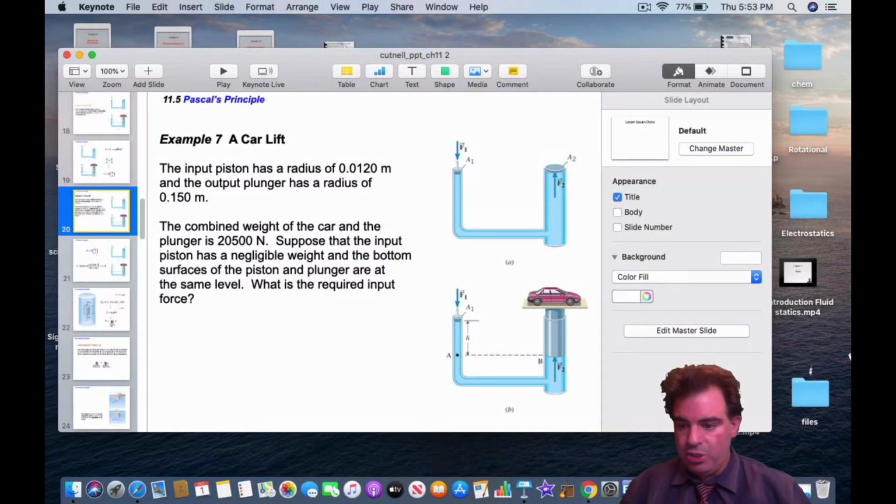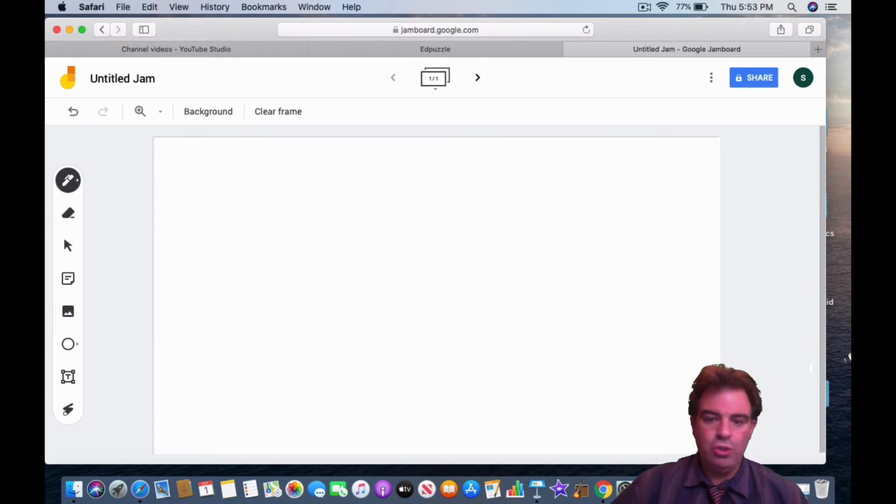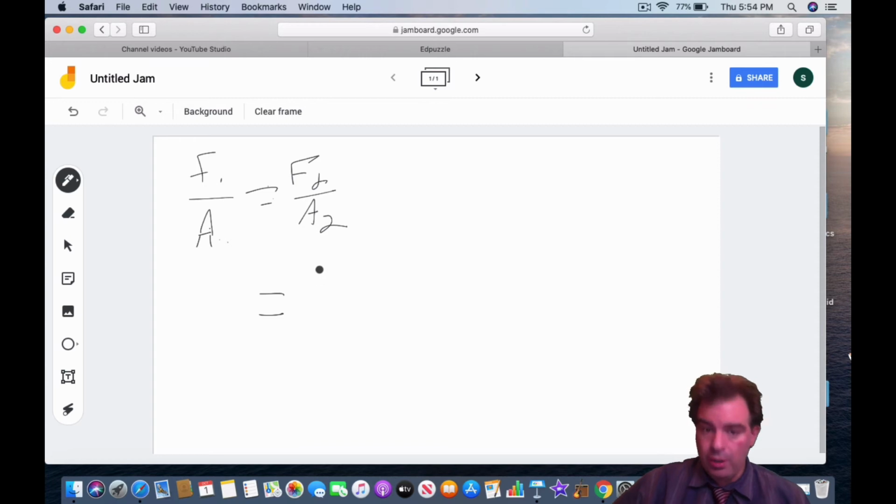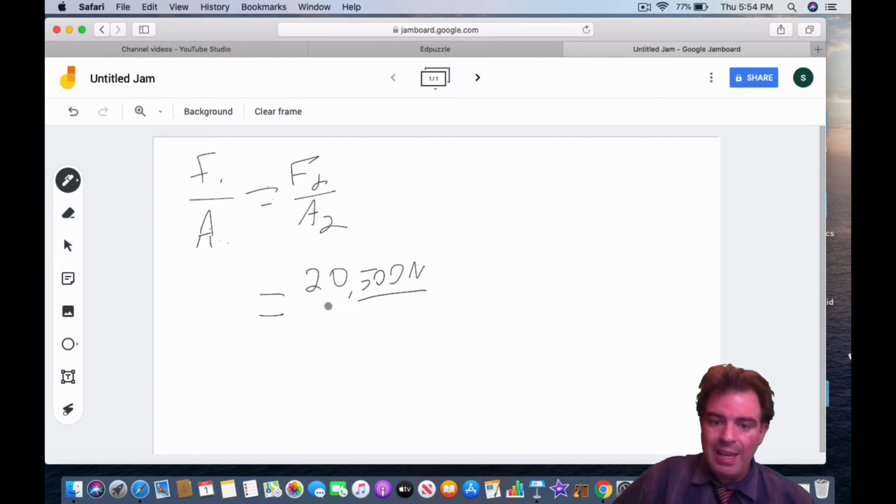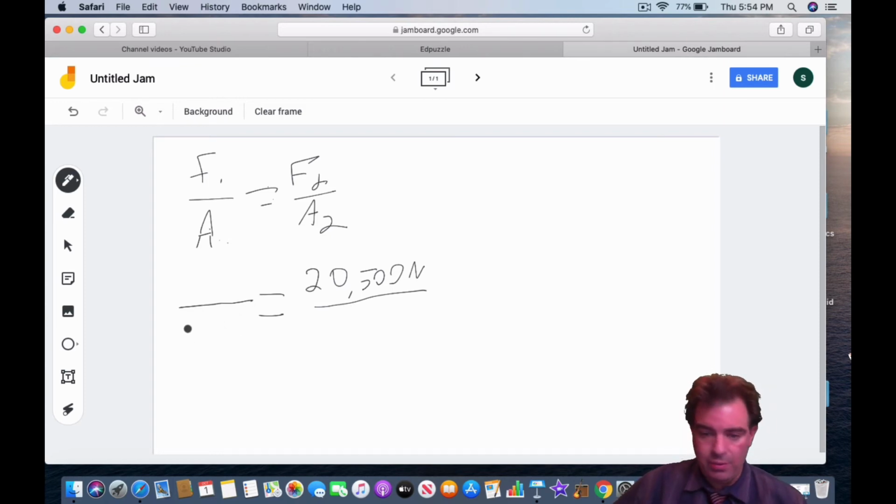So let's go to our trusty Jamboard and let's see. So we just said that, by Pascal's principle, force 1 over area 1 equals force 2 over area 2. So what did we basically say? We wanted to lift a car that is 20,500 newtons, and the input plunger, of course, has a radius of 0.0120. So to find the area, it's going to be pi r squared.